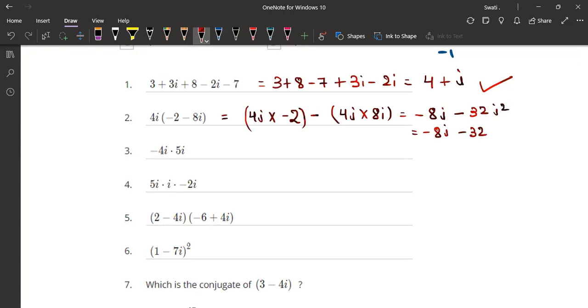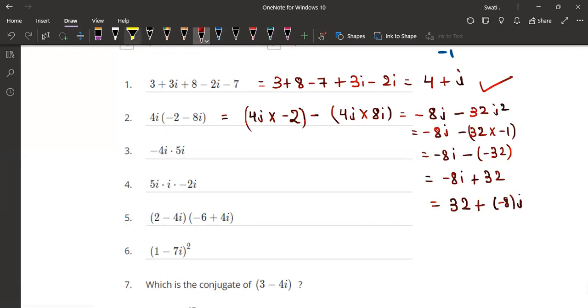And what is i squared? The value of i squared we all know is -1. Now this will become minus 8i, minus 32 into -1 is plus 32. So what will this become? This will simply become minus 8i, minus into minus is plus 32, which we can write as 32 plus minus 8i in the standard form. So therefore, the answer of this question is this, because we know that the standard form of a complex number is a plus ib or a plus bi, where b is -8. Right? Let's move to the next question.